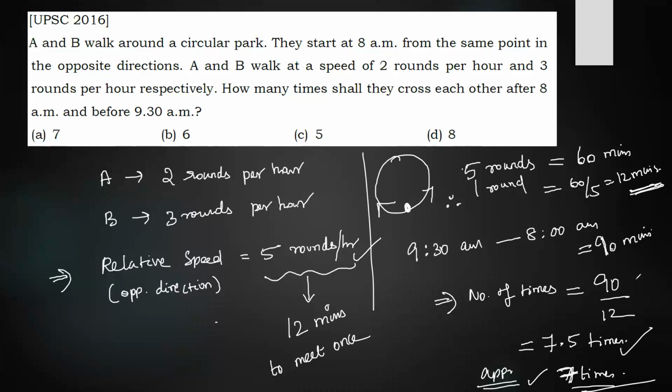In the question they didn't mention the distance, but if they mention the distance, it's very easy for us to find the time, like at what time they will meet for the first time. But they didn't mention that. So opposite direction, I'm taking the relative speed, so I've added the speeds. You got 5 rounds per hour. So for 60 minutes, 5 rounds, that means 5 meetings. For 1 time, they'll take 12 minutes. Therefore, for 1.5 hours, nothing but 90 minutes, they will meet 7.5 times. So 7 times completed, right? So answer is 7.